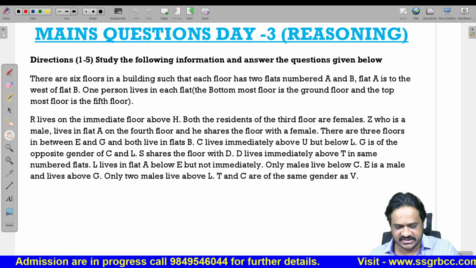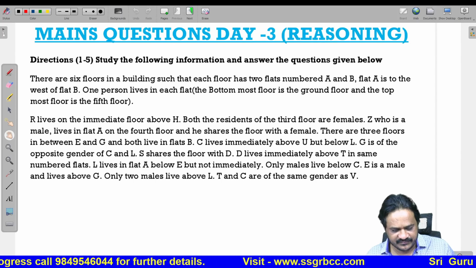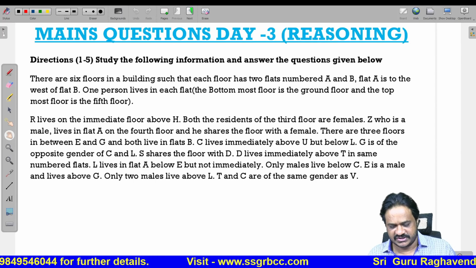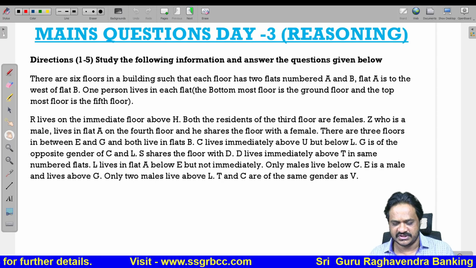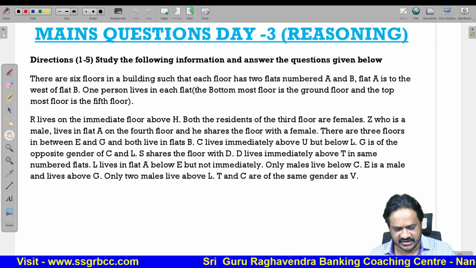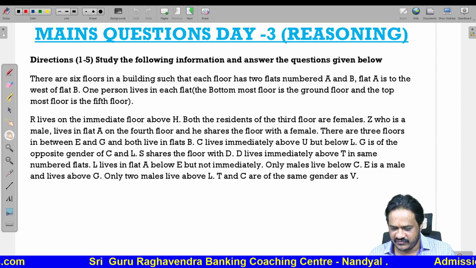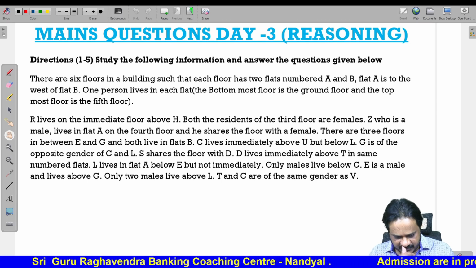Today we will discuss the main questions related to reasoning. We will discuss two puzzles today. These two puzzles are clerical mains level. Let us see questions 1 to 5. Study the following information carefully, then answer the questions given below.